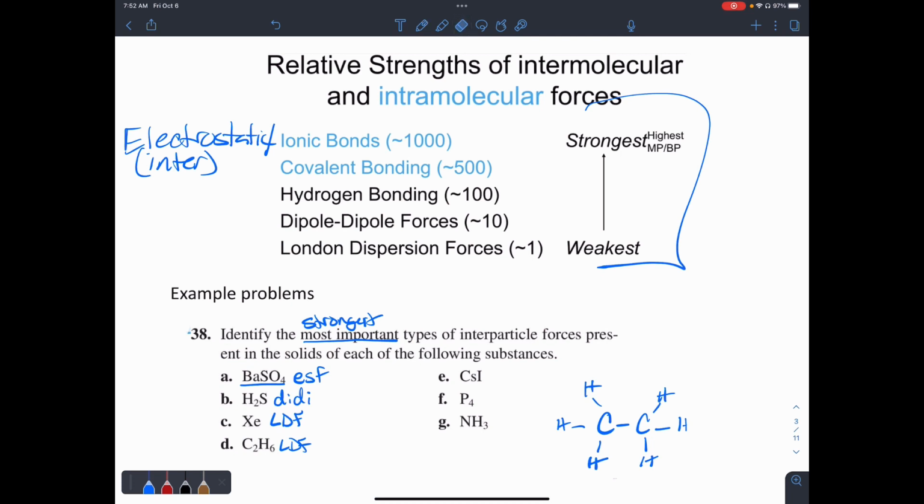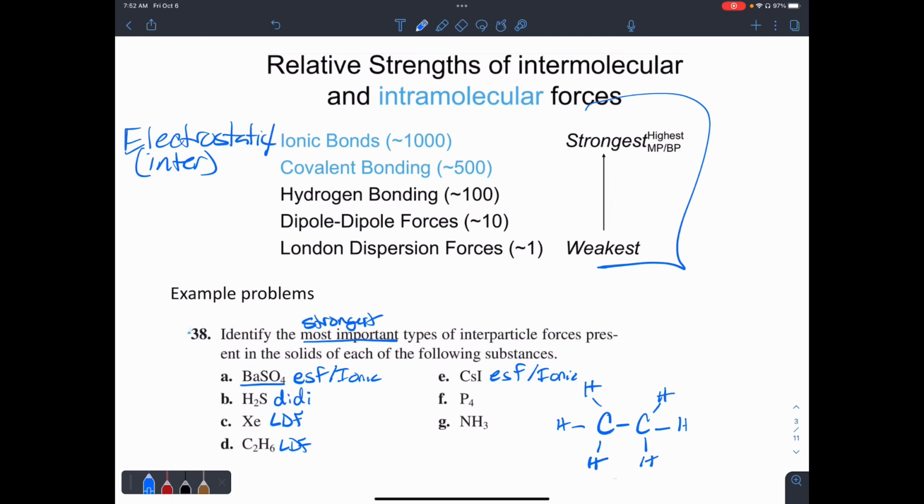Finally, cesium iodide. Cesium is a metal, so this has electrostatic forces because it's ionically bonded. So ionic, that's the intramolecular force. Electrostatic forces, that's the intermolecular force. Unfortunately, those words are often used interchangeably.